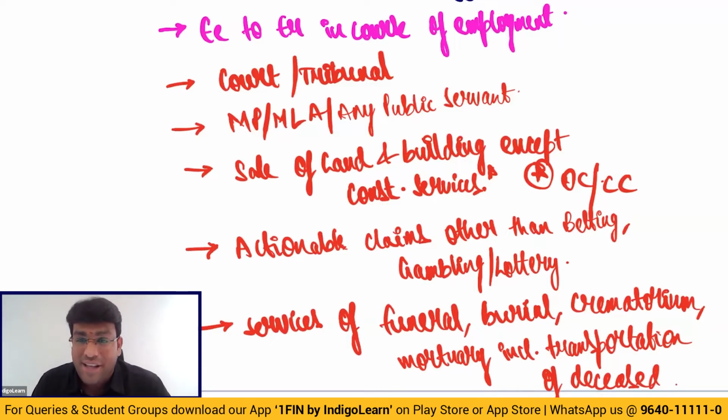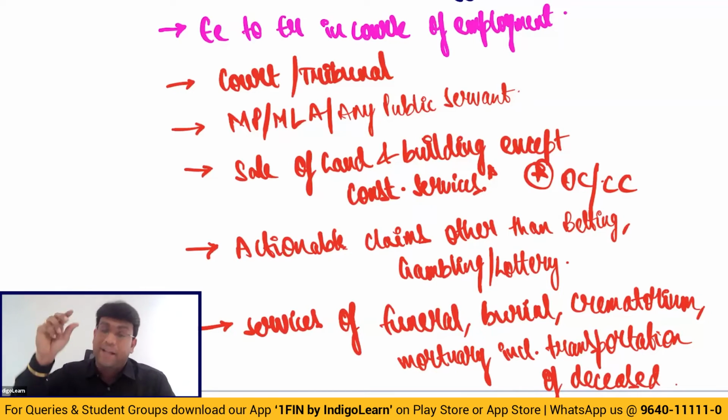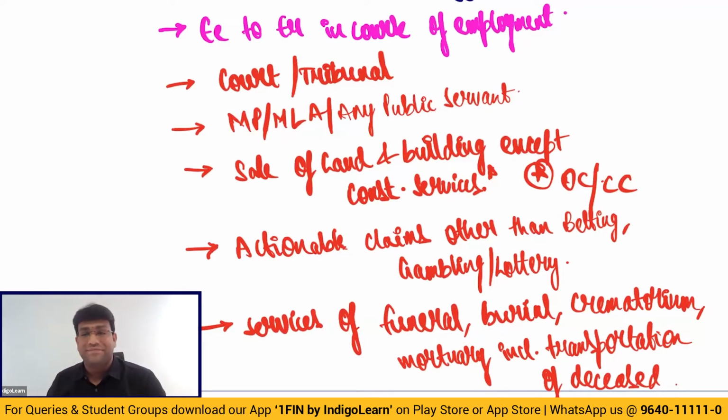Student is asking, sir, is GST applicable on actionable claim? No, my dear friends. On actionable claim, GST will not apply because the point itself says actionable claim other than betting, gambling, lottery. So on betting, gambling, lottery, GST will apply. On any other actionable claim, GST will not apply. I'm sure your doubt is answered, my dear friend.